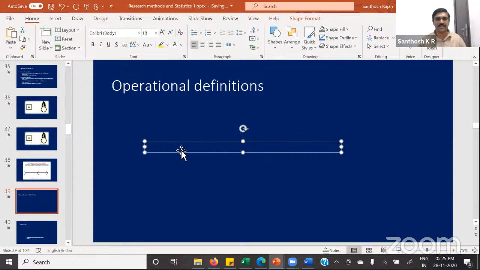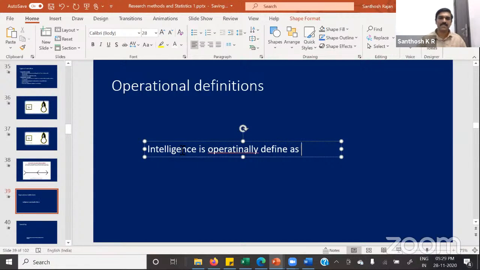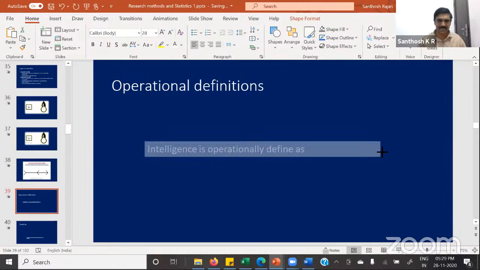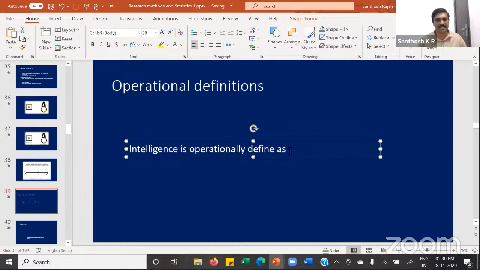So I am writing an operational definition. Intelligence is operationally defined as I am using the tool of Wechsler. Wechsler has already operationally defined it: think rationally, act purposefully, and deal effectively. So I don't want to repeat the same definition here. I need only say that I am using the tool of Wechsler, and it means it has the 3 dimensions, which is considered a major part.